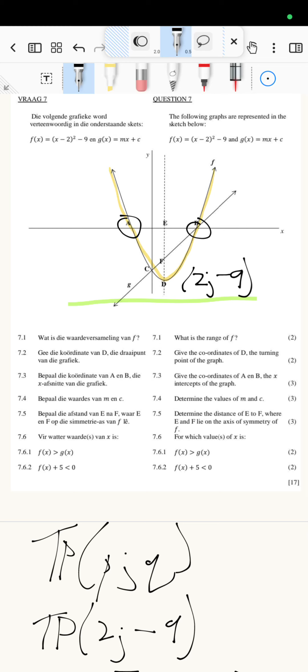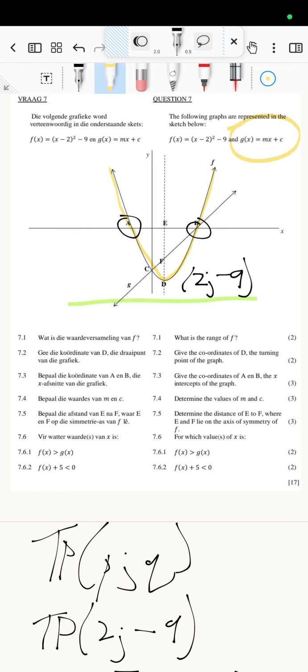Right. The next question is to determine the values of M and C. So what is M and C? M and C, we look back here, right? M and C are the missing values in our straight line equation. So they could basically say determine the equation of the straight line.